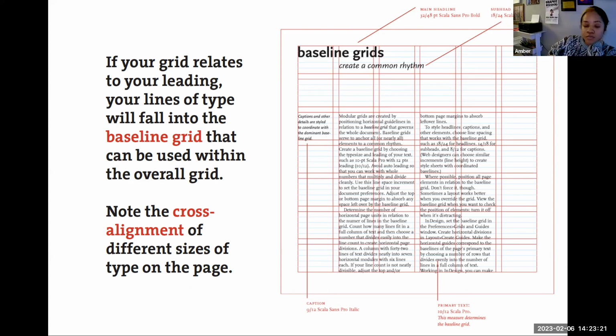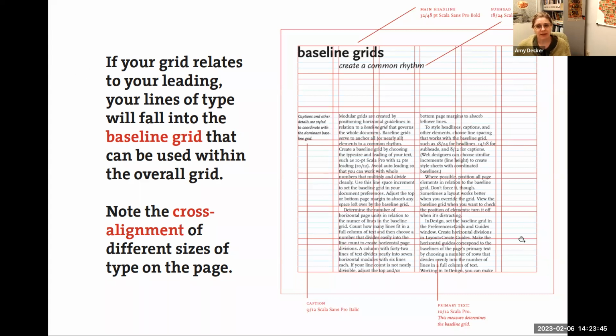It's a multiple of 12. That's right. It's a multiple of 12. So when we're talking about choosing a baseline grid, we're going to be choosing it based on our primary body copy, our primary text. So in this example, our primary text is down here. It's 10 on 12.